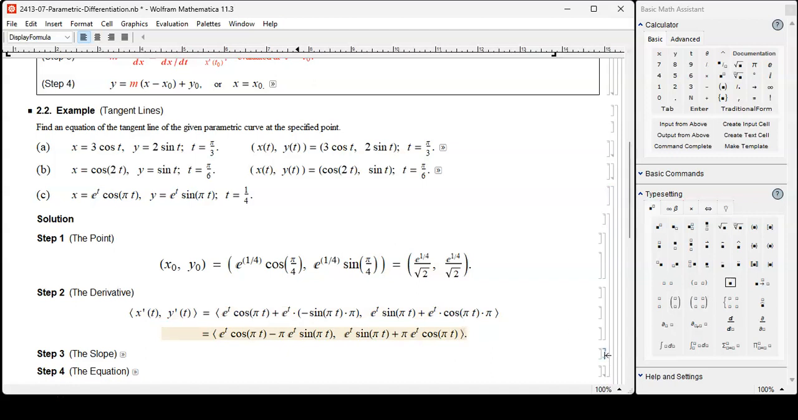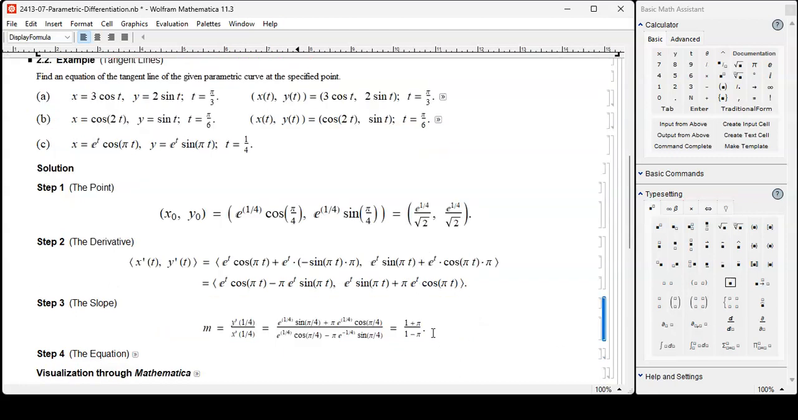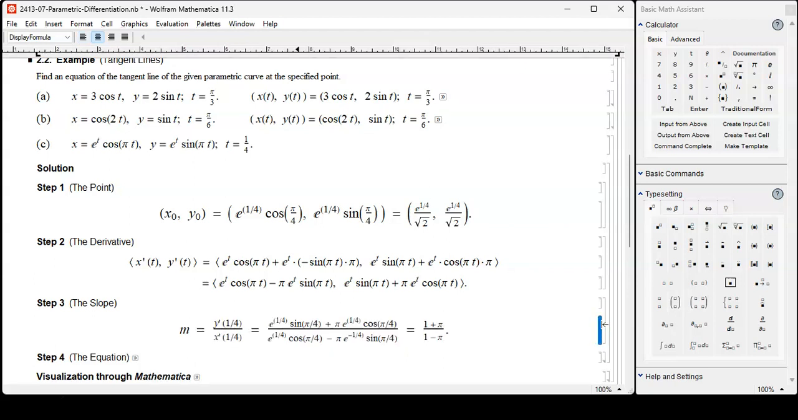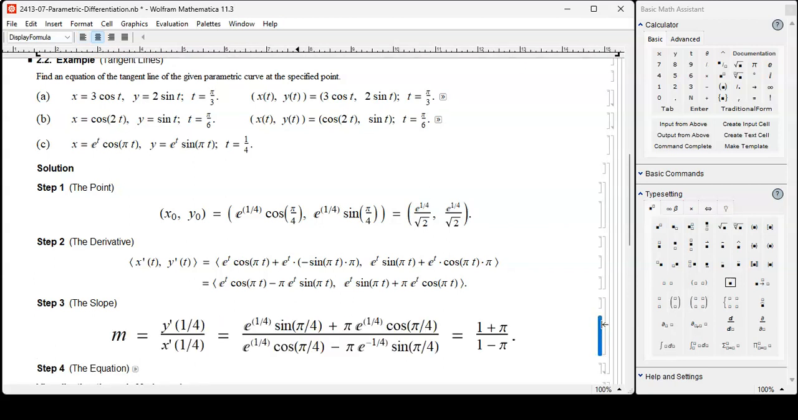And then the slope, y prime over x prime evaluated at t equals 1/4. Can you read it? Maybe not even that. So plug in, and then do your computation here. y prime over x prime evaluated there. So e to the 1/4 power will all cancel out. And then sine of pi over 4, cosine of pi over 4, they're all the same, 1 over square root of 2. So they all cancel out. We get 1 plus pi over 1 minus pi.